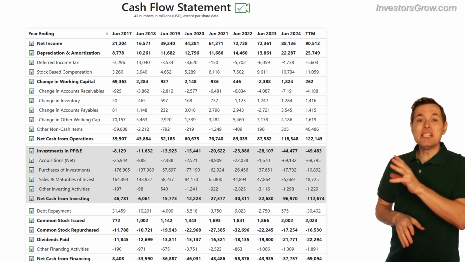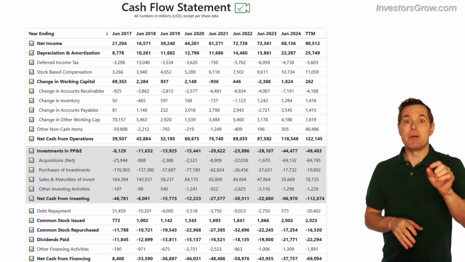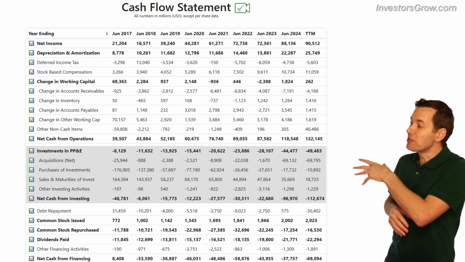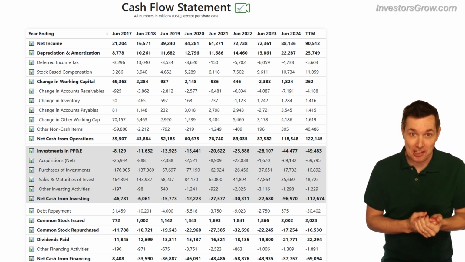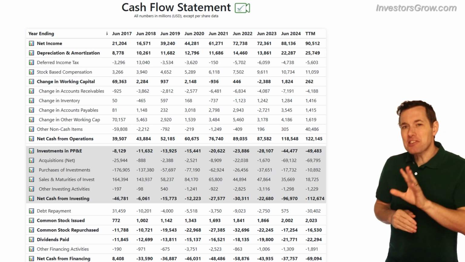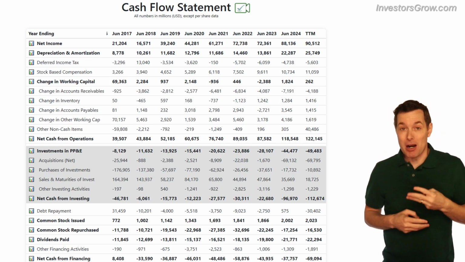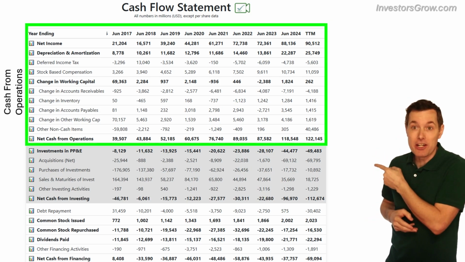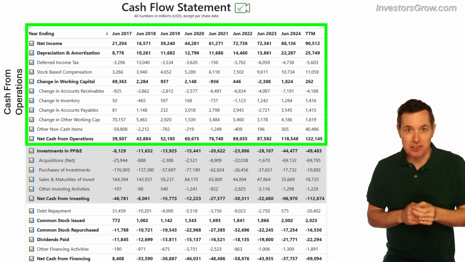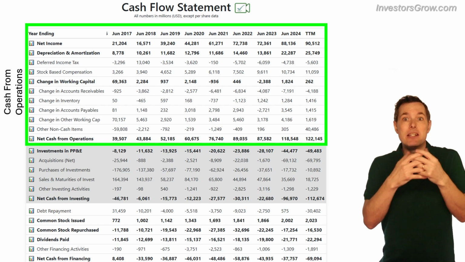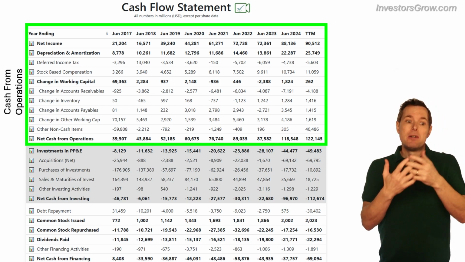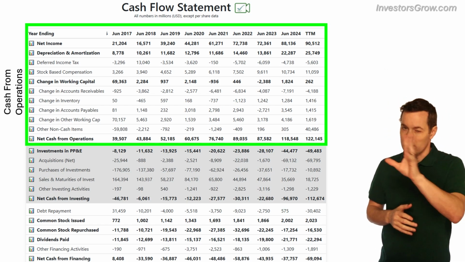So this is Microsoft's cash flow statement going back the past few years. This is from the Investors Grow website. And basically, no matter what website you use, the cash flow statement is broken into three primary sections. The top section here is the cash from operations. Basically, how much cash has the operations of the business made and lost throughout the year. We'll come back to this.